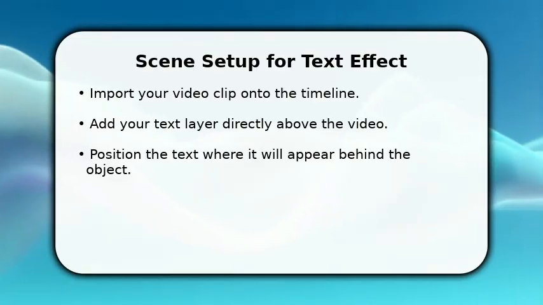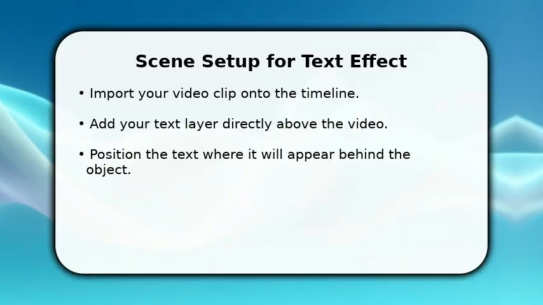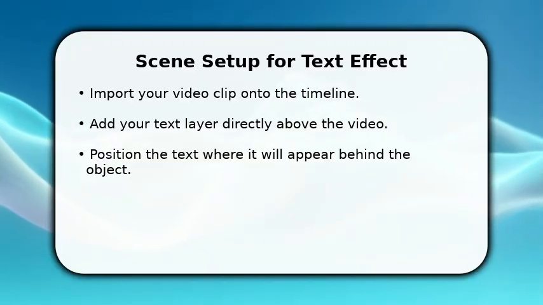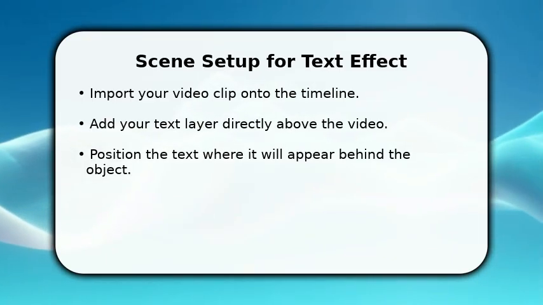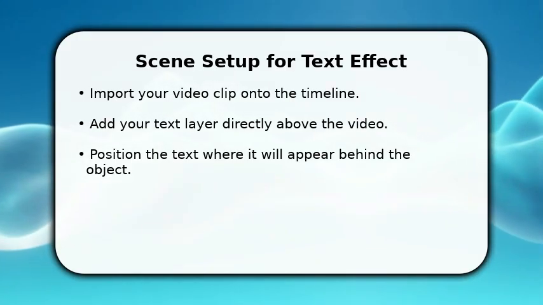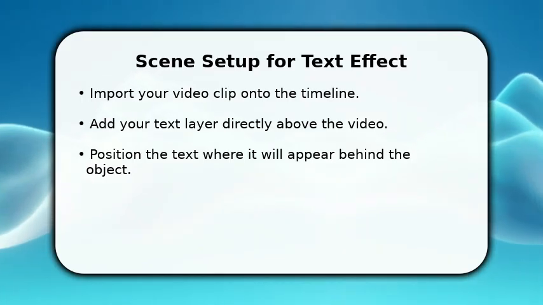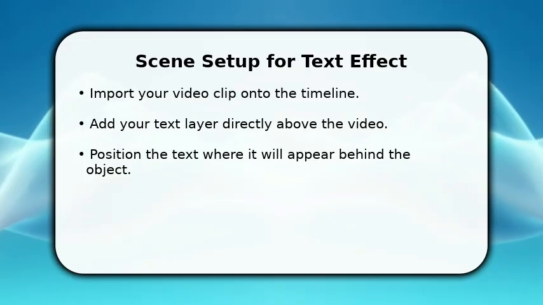In this video, I will show how to text behind an object in Premiere Pro. First, bring your video clip into the timeline. Next, create your text layer and place it directly above your video. Make sure the text is positioned exactly where you want it to appear behind your chosen foreground object. This initial setup is crucial for the effect to work seamlessly, ensuring everything aligns perfectly before we proceed.